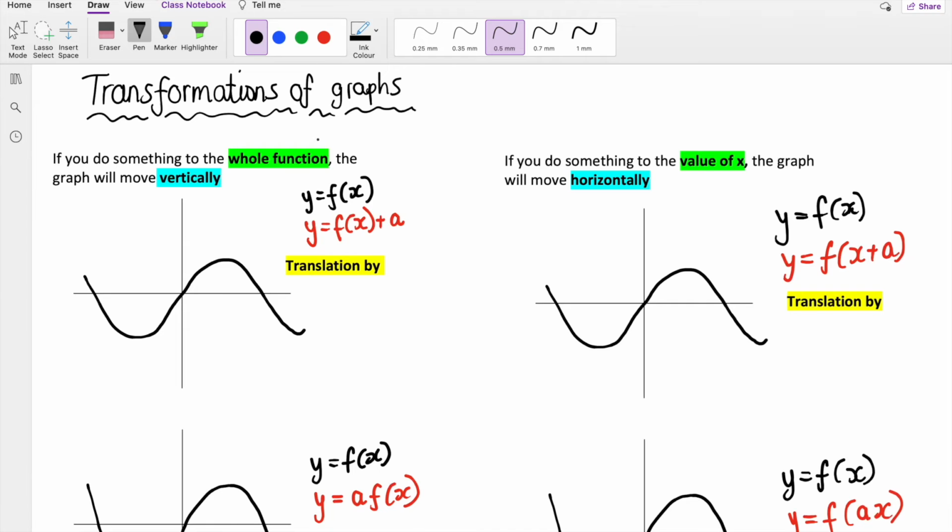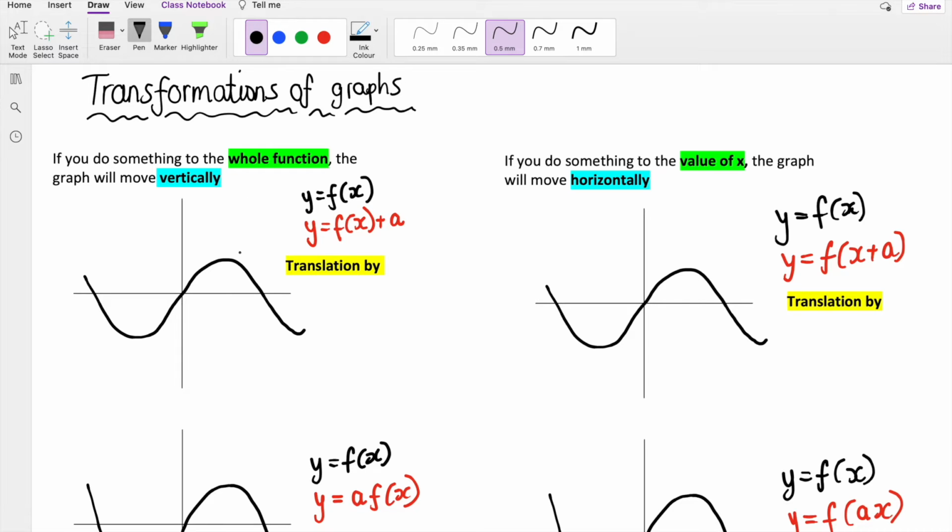To describe transformations of graphs, I've categorized them into two separate lists. If we do something to the whole function, the graph will move vertically. And if you do something just to the value of x, the graph is going to move horizontally. I'm going to go through some examples first.